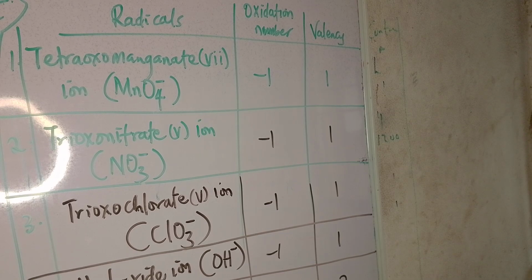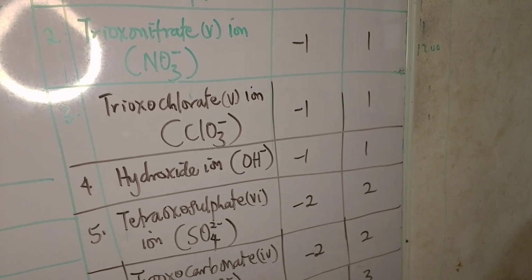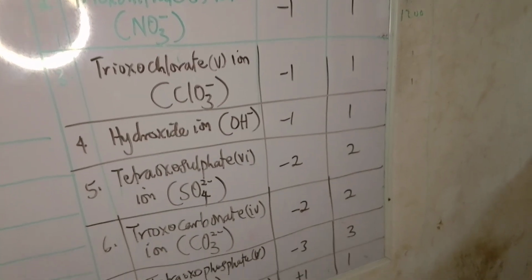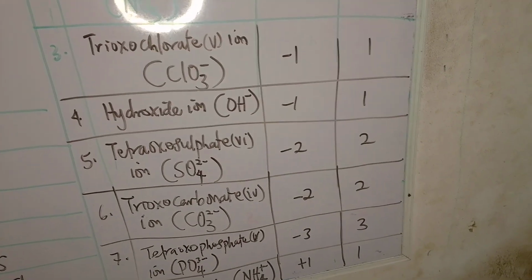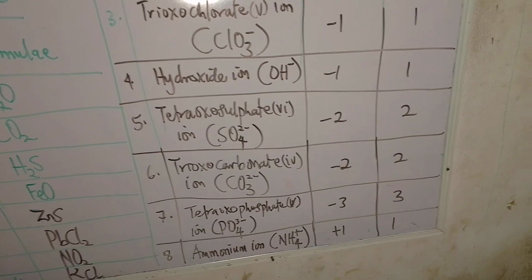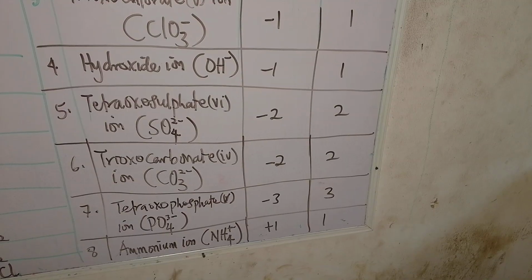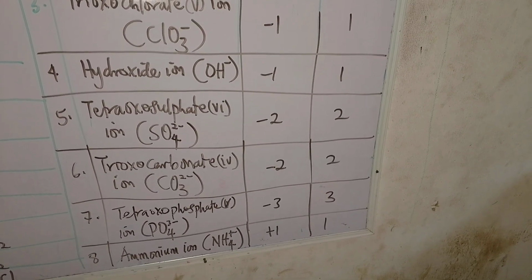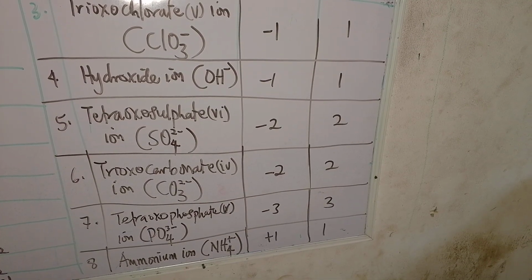We have hydroxide ion OH. We have tetraoxosulfate(VI) SO4. That is a popular radical. We have trioxocarbonate(IV). We have tetraoxophosphate(V) PO4, and we have ammonium ion NH4. Please take note of something. There's something I want to explain to you.